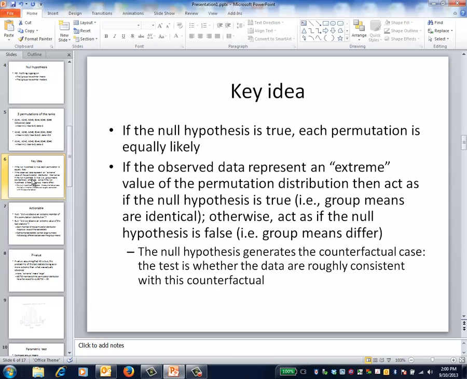If the data are consistent with the null hypothesis, we conclude that the group means don't differ. On the other hand, if the data are extreme in comparison with what we would expect under the null hypothesis, we conclude that the group means do differ. This can be stated more precisely, but I won't bother to do so.